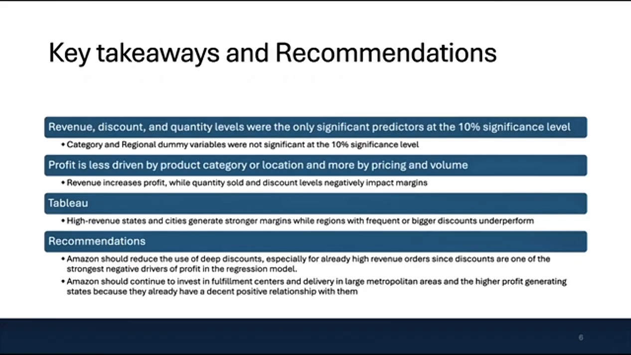The recommendations are that first, Amazon should carefully manage discounting, as higher discounts reduce profitability. Second, Amazon should continue investing in fulfillment efficiency in high profit regions while reviewing cost structures in underperforming areas.